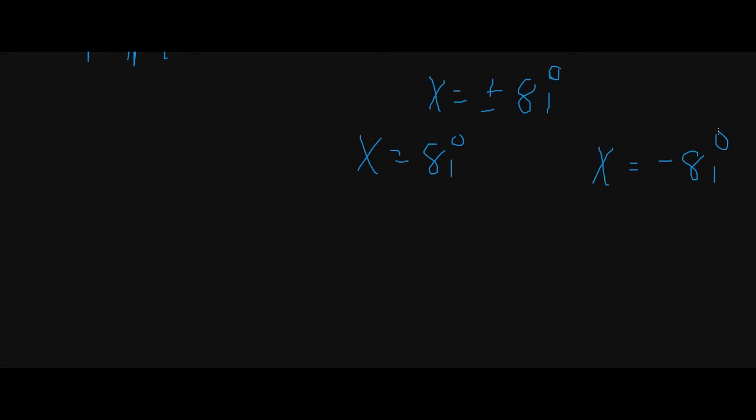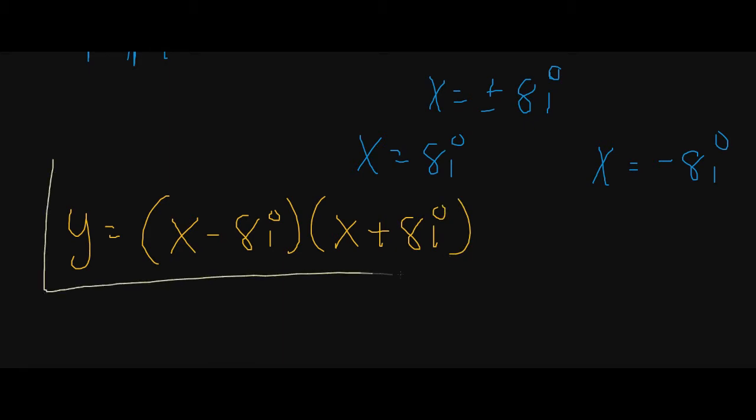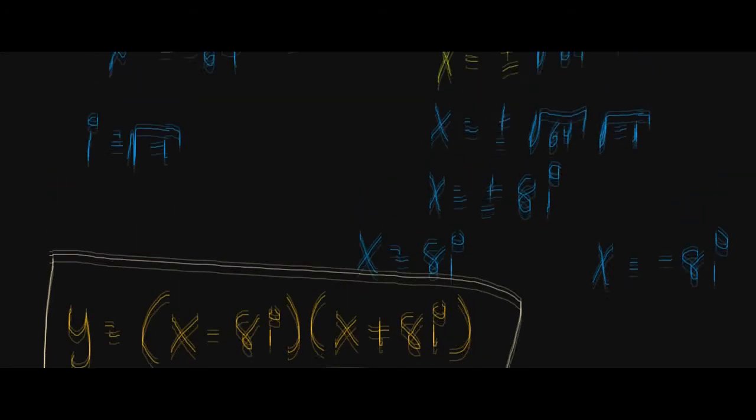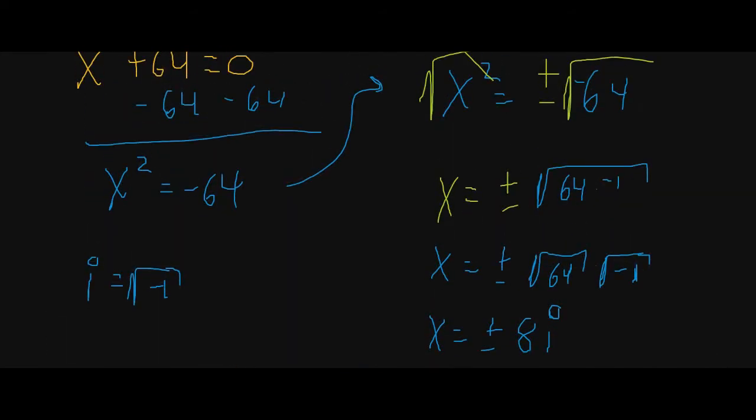If we go to write this in factored form, we get y is equal to x. Well, this is positive, so remember, it's going to be the opposite. So we get minus 8i. And then over here, we get x. Well, this is negative 8i, so now it's going to be positive, so plus 8i. And there we go. This is factored form for our equation. They're imaginary roots. And that's how we solve a problem like that. Now, you could use the quadratic formula and you will get the exact same thing if we did it.